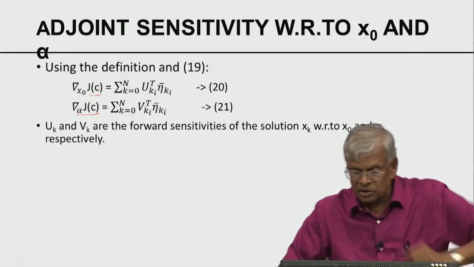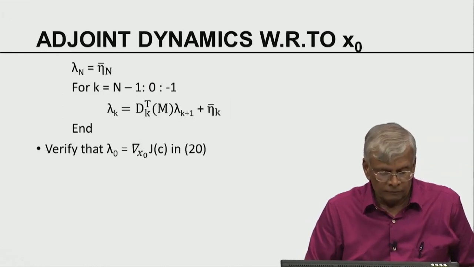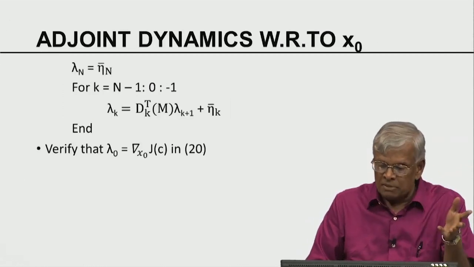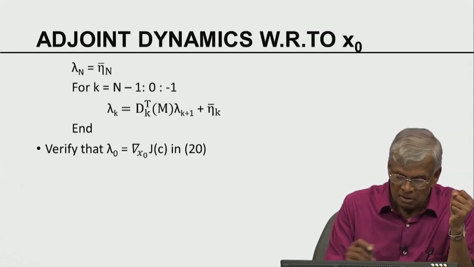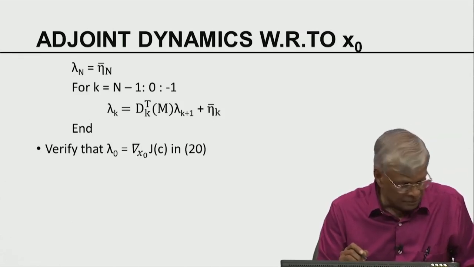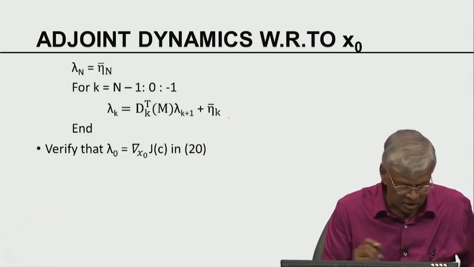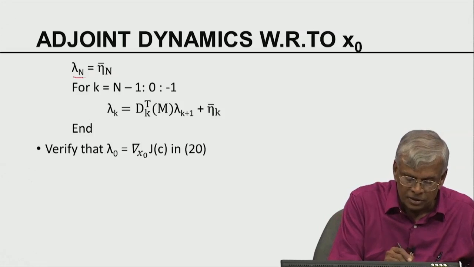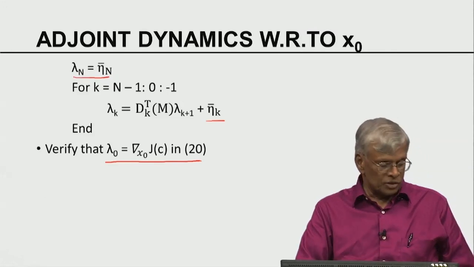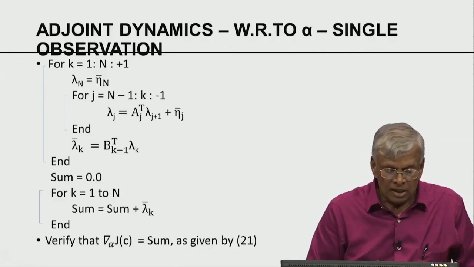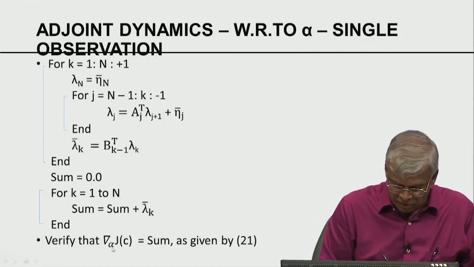U_k, V_k are the forward sensitivities of the solution x_k with respect to x naught and alpha. So adjoint dynamics with respect to x naught is given by this in the case of multiple observations. Please remember, in the case of a single observation, we simply have the final condition, there is no forcing. When there are multiple observations, I have a final condition and I also have a forcing. So in the end, when you calculate this, I calculate an adjoint sensitivity. So this is the backward dynamics. Likewise, the backward dynamics for the multiple observation is given by this. Structurally, they are not too different from each other.